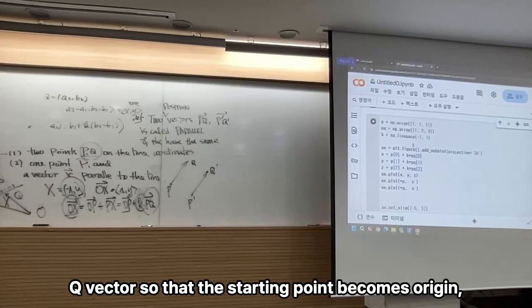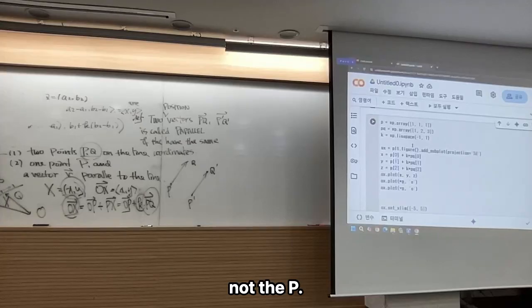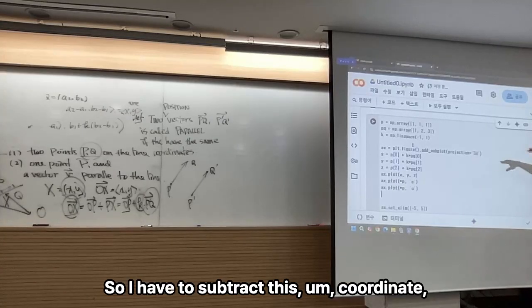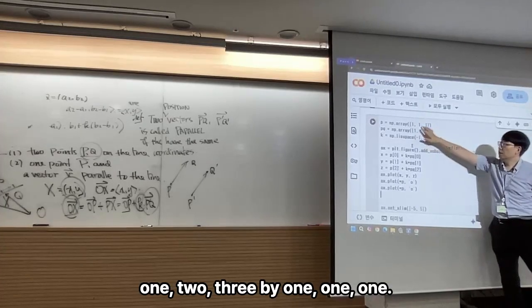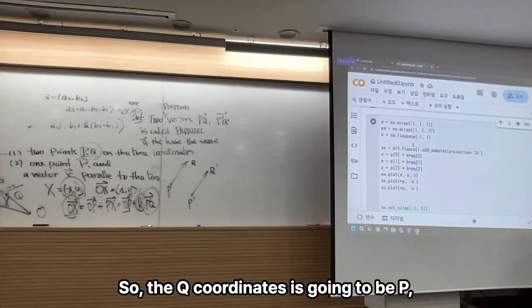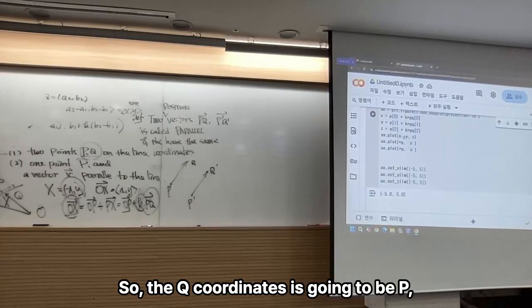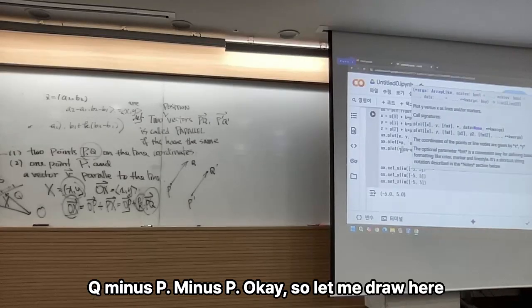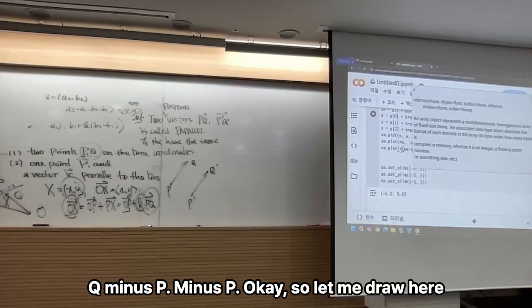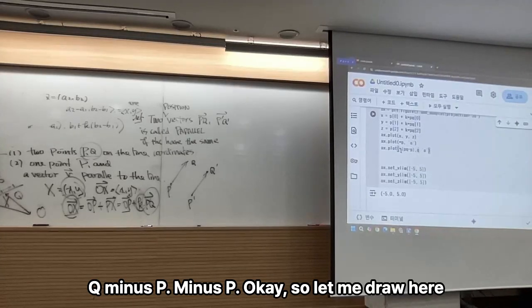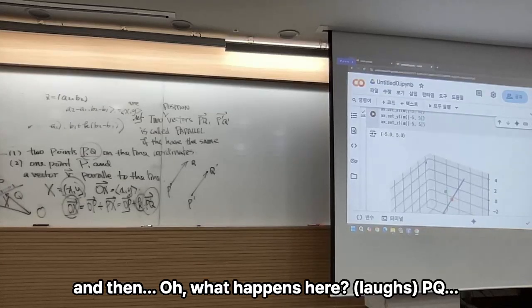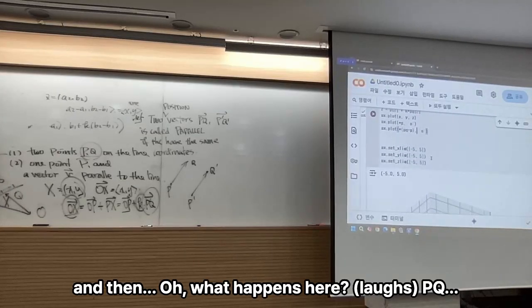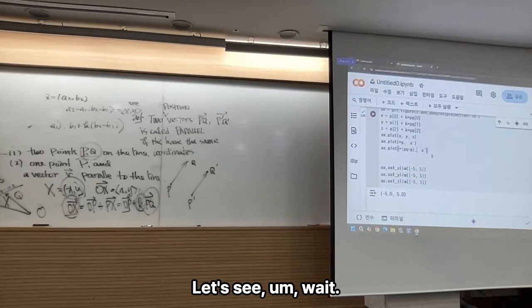I have to translate this PQ vector so that the starting point becomes the origin, not P. So I have to subtract this coordinate 1, 2, 3 by 1, 1, 1. So the Q coordinates is going to be PQ minus P. Okay, so let me draw here and then, oh, what happens here? PQ, let's see.